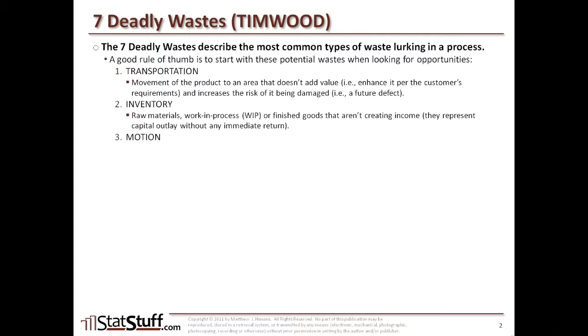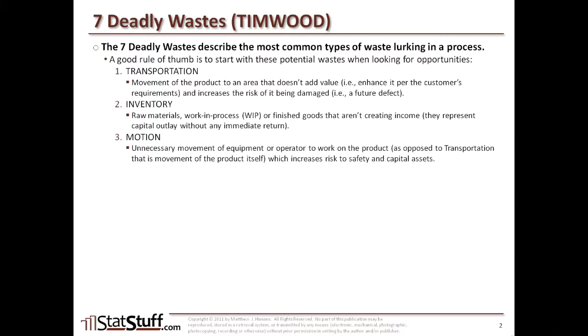The next one might be referred to as motion. That's unnecessary movement of the equipment or the operator, those who are working on the product itself. And this is different than transportation, which is referring to the actual movement of the product. Motion is referring to other things that are moving around the product to help support it. But if there's too much motion, it's also creating some risk to safety to the people involved, as well as to the assets or equipment that are involved in working with the actual product.